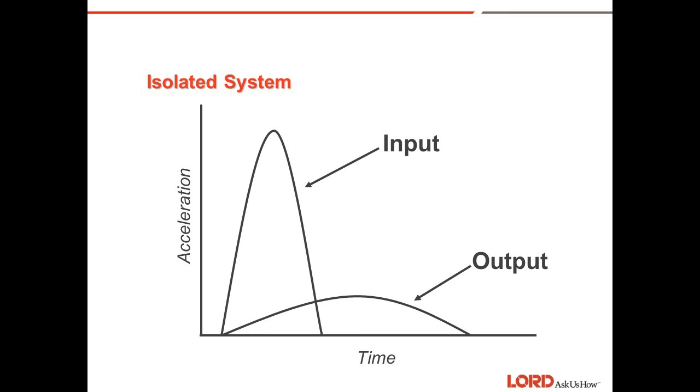Isolated system. In an isolated system, there is mitigation between the outside environment and the device. In an isolated system, energy input is dissipated over a longer period of time, so the peak acceleration is lower. We're not changing the area of the curves, but just increasing the time domain and reducing the acceleration levels.